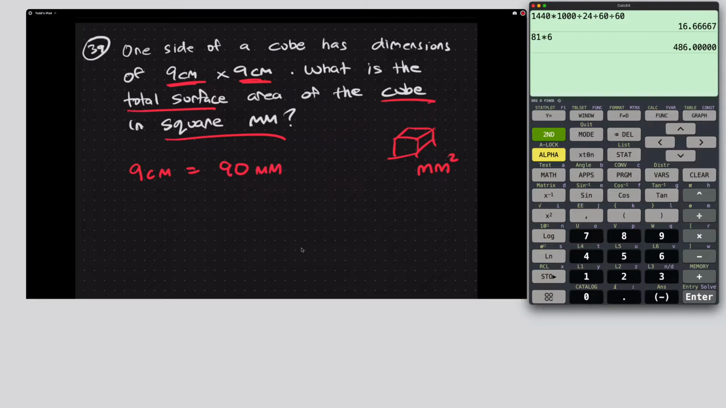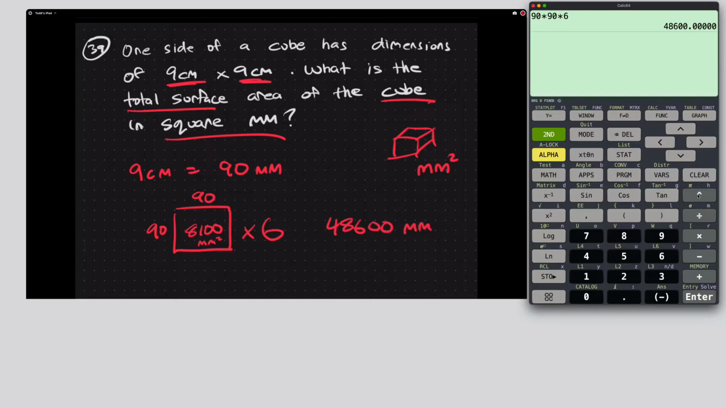So basically, the cube, each side is 90 by 90. When we punch that into the calculator, 90 times 90, we get 8,100, and that is millimeters squared. But because there are 6 sides, I just multiply it by 6. So times 6, and we get 48,600 millimeters squared. Put a little square there. That's sort of cool. Final answer.